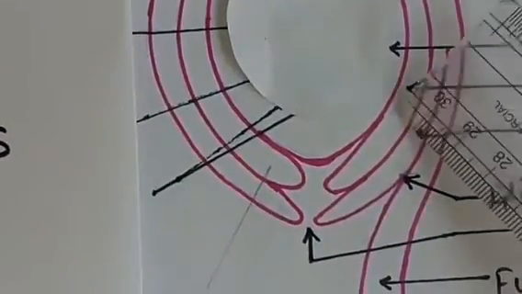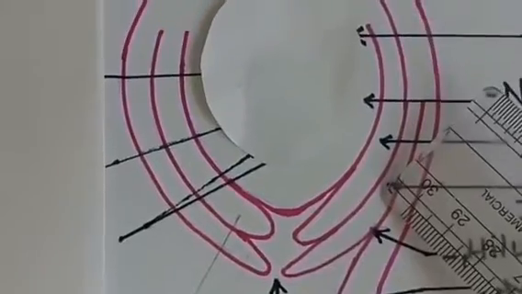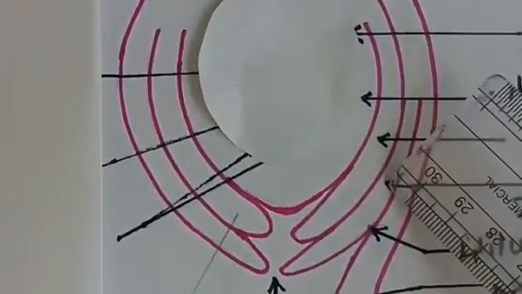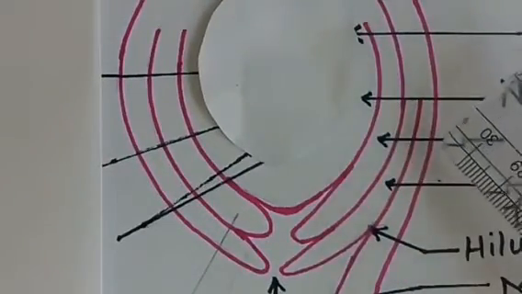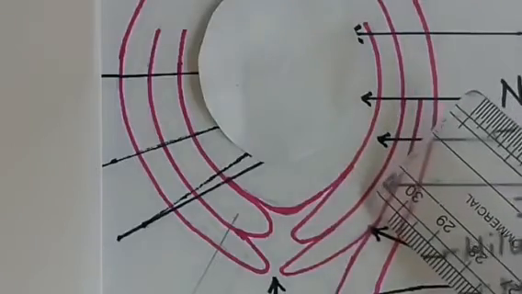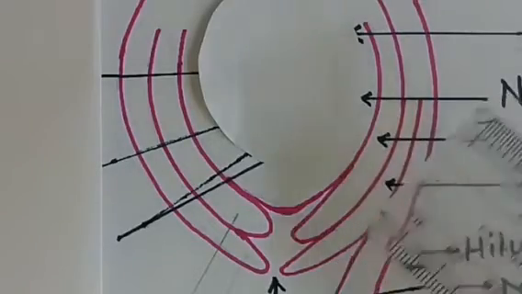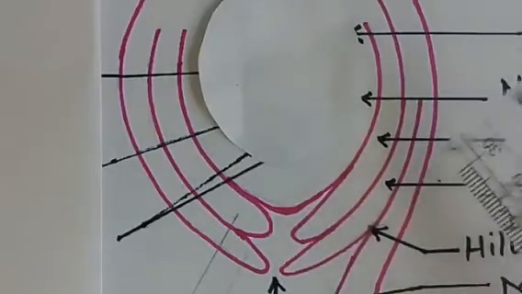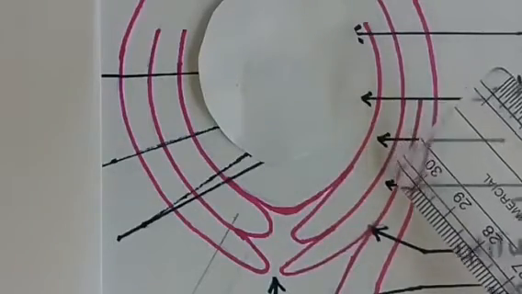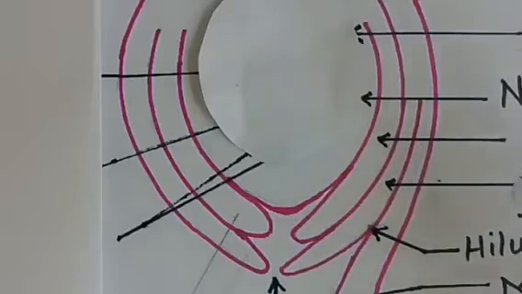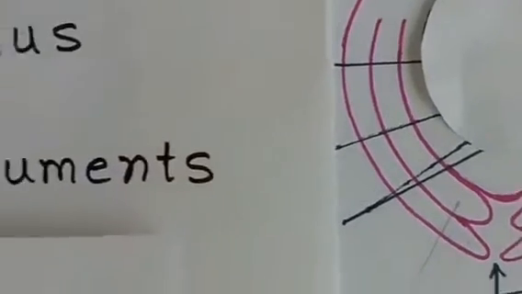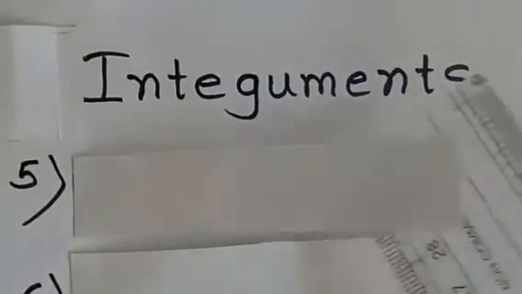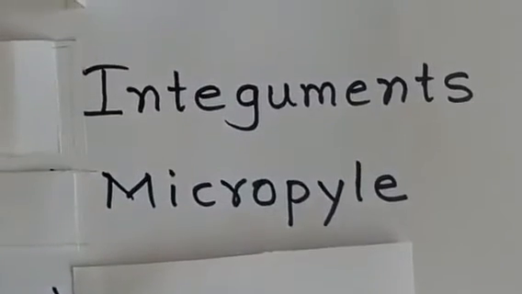When two integuments are present, such an ovule is called a bitegmic ovule. And when only one integument is present, such an ovule is called a unitegmic ovule. Bitegmic ovule is the characteristic of angiosperms. Then comes the next part. The next part of the ovule is called the micropyle.